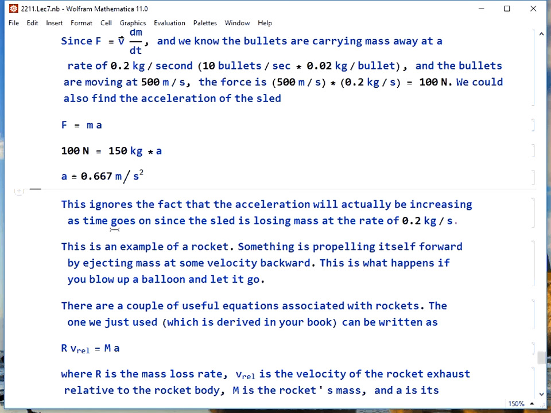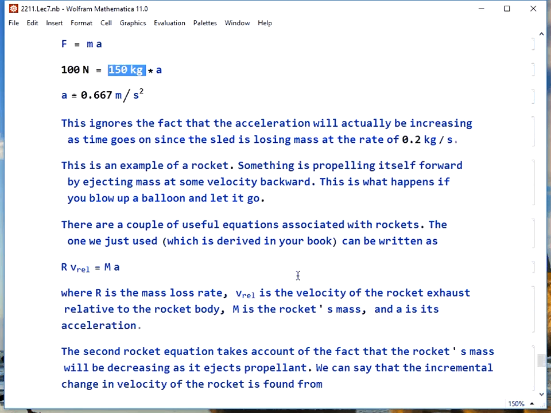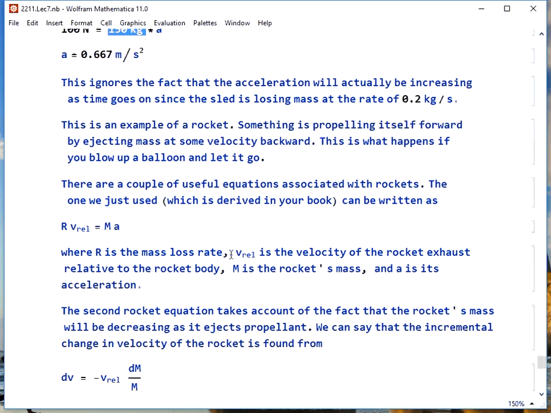In reality, it's a harder problem because the acceleration will actually increase a little bit as time goes on, since this 150 kilograms is dropping by 0.2 kilograms per second. This is just the rocket problem. That's what this is known as. This is the way rockets work. Anything that propels itself forward by ejecting mass with some velocity backward is a rocket. If you blow up a balloon and let it go, it's acting like a rocket.